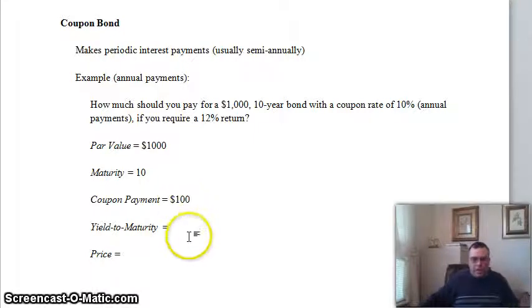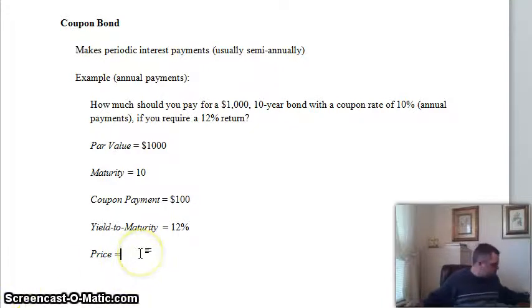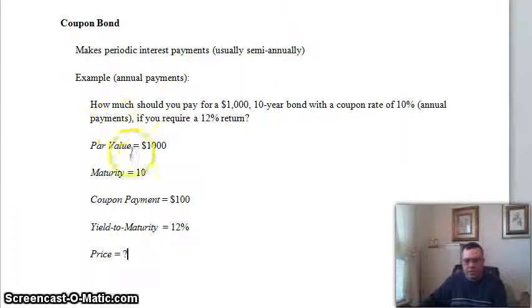Yield to maturity, again, you'd like to make a 12% return, and then we're going to solve for the price. Once again, par value is future value, maturity date 10 years is N, coupon payments PMT on your calculator, yield to maturity is I/Y, price is present value.